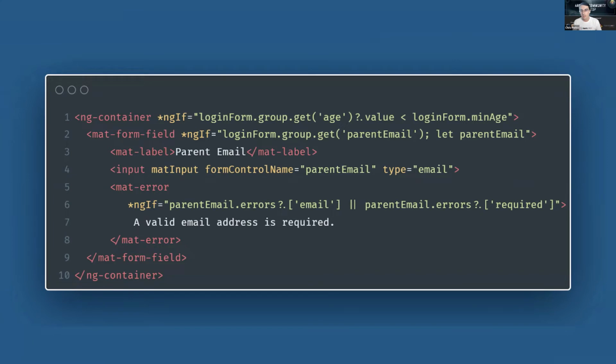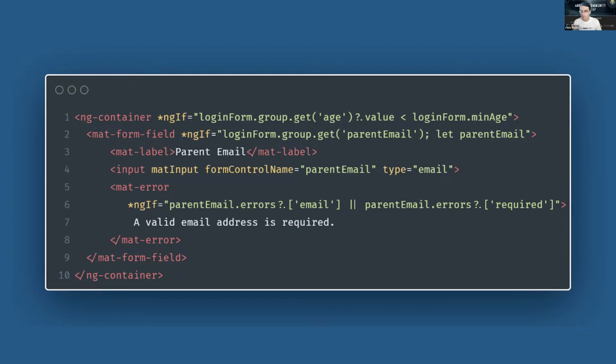But on line 1, we have it wrapped in this ng-container. And we have an ngIf checking to see if the age that's been set into the age form control is less than the minimum age allowed in the website. And if it is less than that age, then we display the form field.